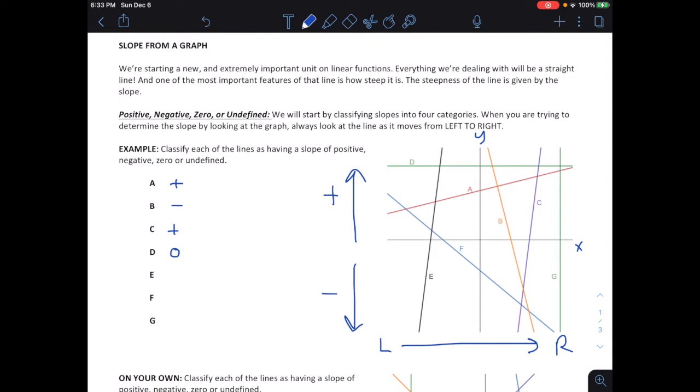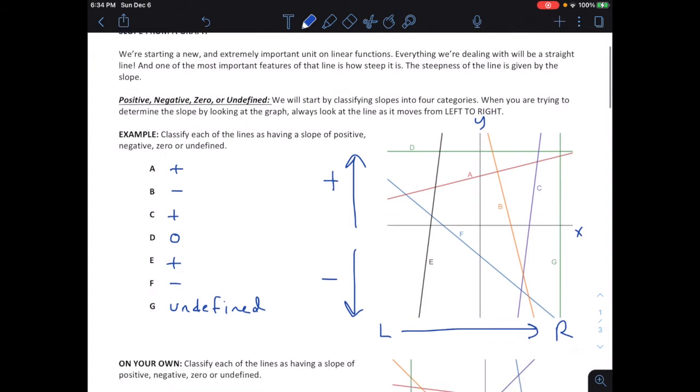For line E, the black line, it's kind of like line C. It's going up. It's super steep. It's going up, so it's positive. And then if we look at line F, the blue one, from left to right, it's going down, so it's negative. And then line G, the other green one, is going straight up and down. And any line that's going straight up and down doesn't have a positive slope, doesn't have a negative slope, doesn't have a zero slope. It has what's called an undefined slope. So we'd say this is undefined.